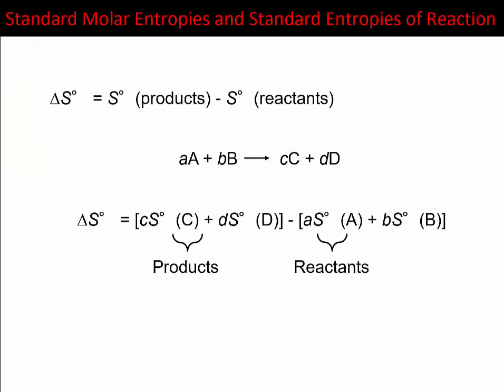When we want to calculate using standard molar entropies, the delta S naught, which is our change in standard entropies, is going to be the standard entropy of the products minus the standard entropy of the reactants. So you could say delta S naught is c times the S naught of C plus d times the S naught of D, the stoichiometric coefficient times its specific entropy, minus a times A's specific entropy and b times B's specific entropy.